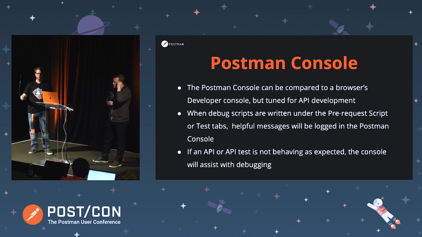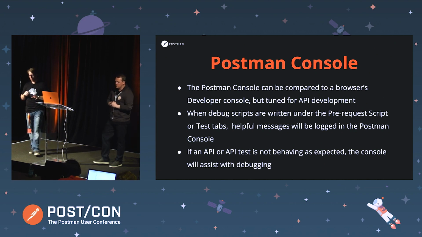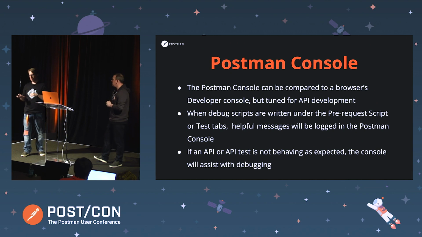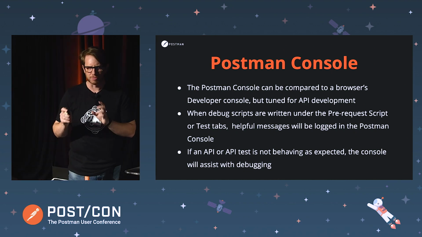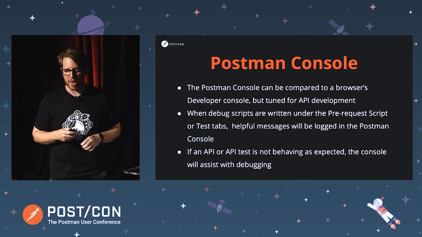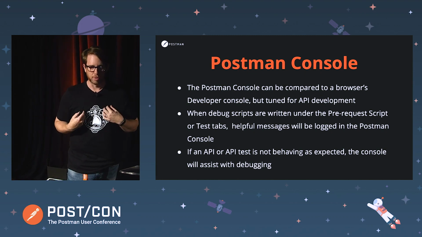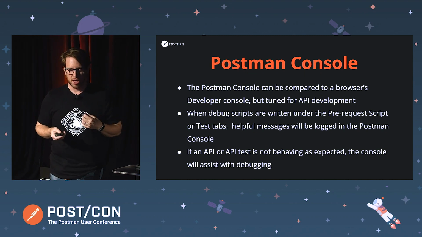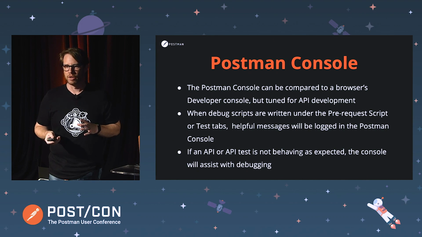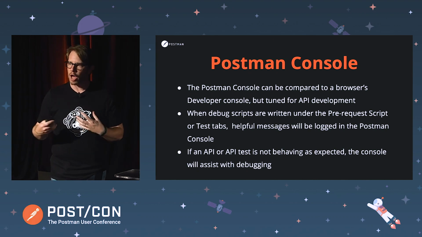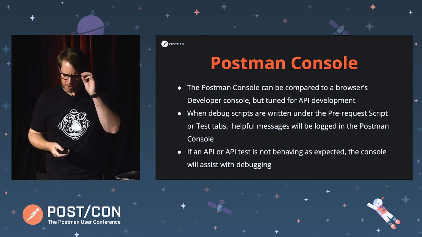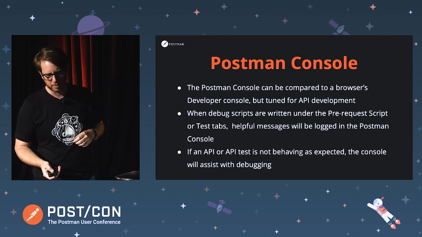So the Postman Console. Basically, the Postman Console is very much like your typical browser's dev console. I'm sure a lot of you are familiar with that. But it's a little more tuned and dialed in for API development specifically, which is really nice. I find it personally one of the best features for debugging your tests, your assertions, scripts, things like that, because you can log out information to your console and gather that information within the Postman app itself.